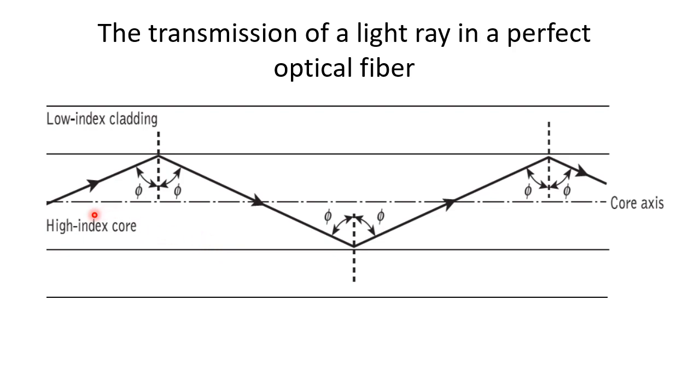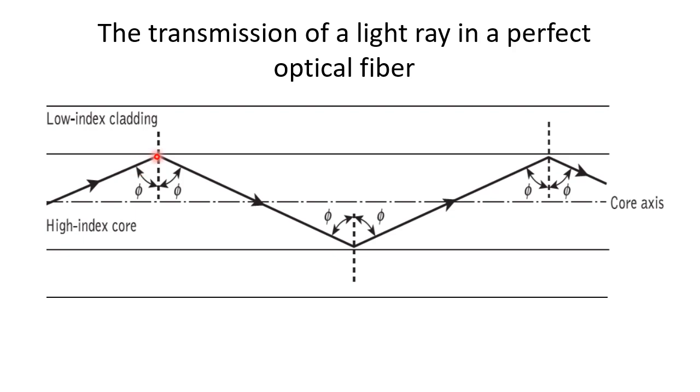So let us see how it is done. We have inserted the light wave inside this optical fiber, and the light wave will fall. This region is the core region, and this part and this part is the cladding region. This is the high index core and this is the low index cladding. So what happens, this is the denser medium and this is the rarer medium, and the incident angle, this angle, must be greater than the critical angle.